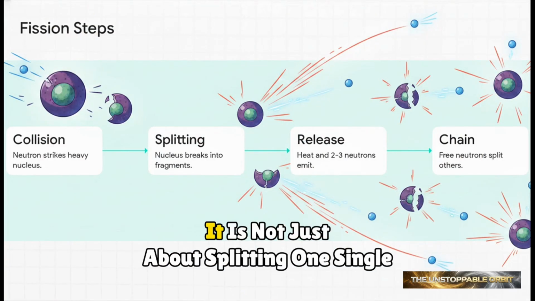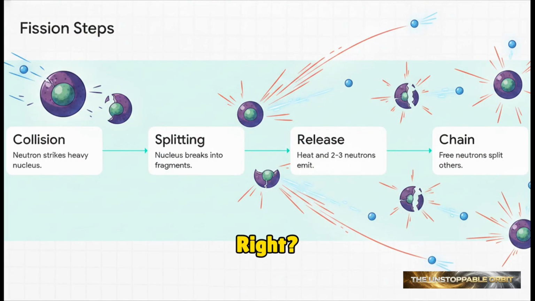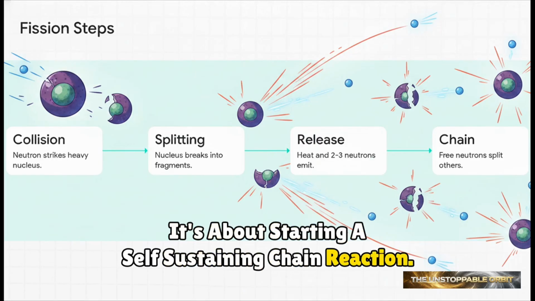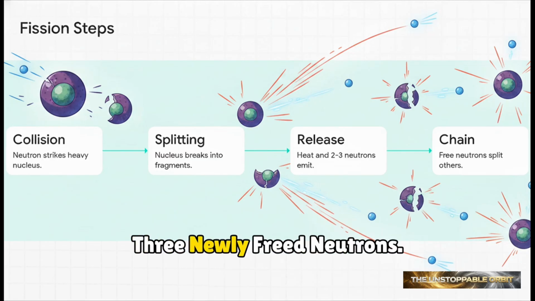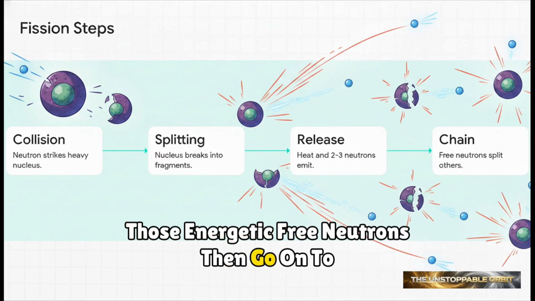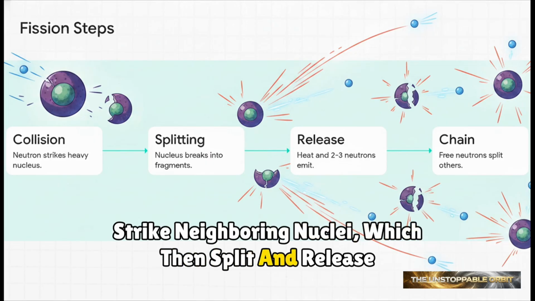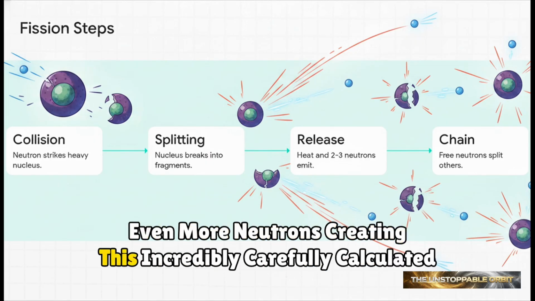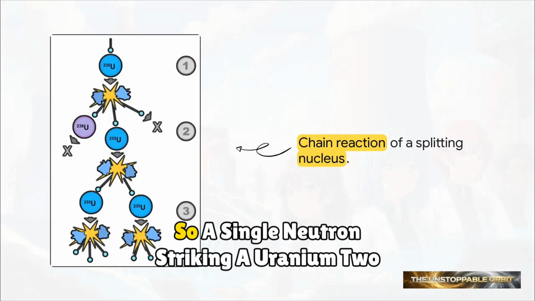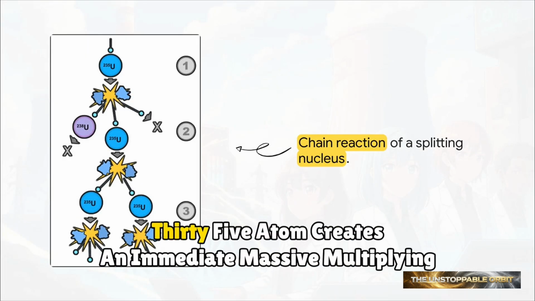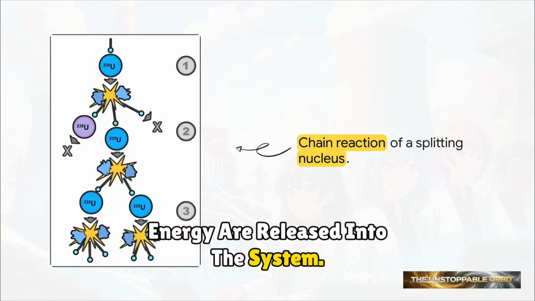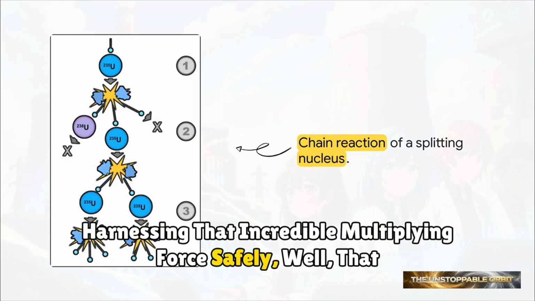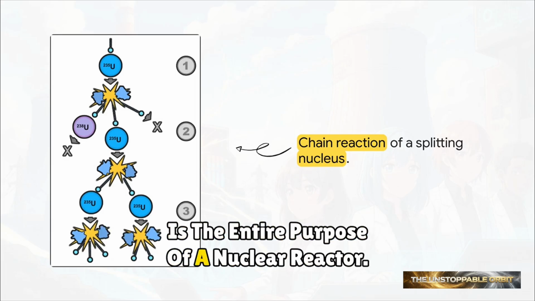But here's the thing. It is not just about splitting one single atom, right? It's about starting a self-sustaining chain reaction. Because when that heavy nucleus splits, it doesn't just release heat, it also ejects 2 or 3 newly freed neutrons. Those energetic free neutrons then go on to strike neighboring nuclei, which then split and release even more neutrons, creating this incredibly carefully calculated cascade. So a single neutron striking a uranium-235 atom creates an immediate, massive multiplying effect. With literally every split, more neutrons and more energy are released into the system. Harnessing that incredible multiplying force safely, well, that is the entire purpose of a nuclear reactor.